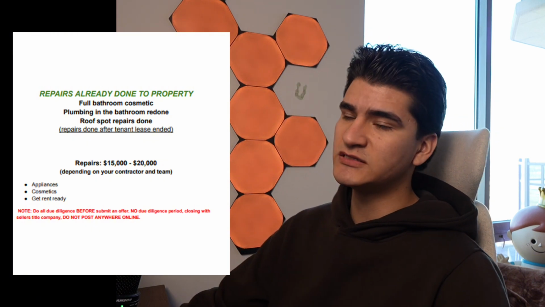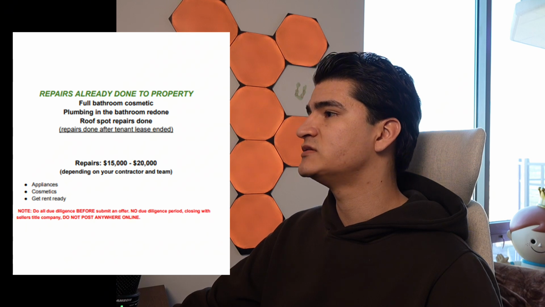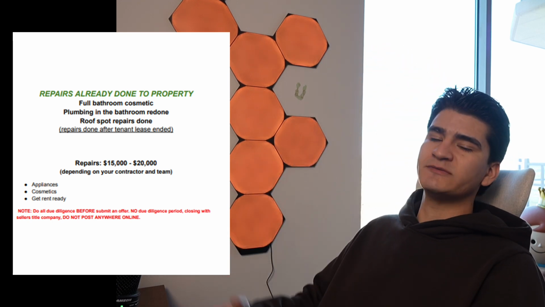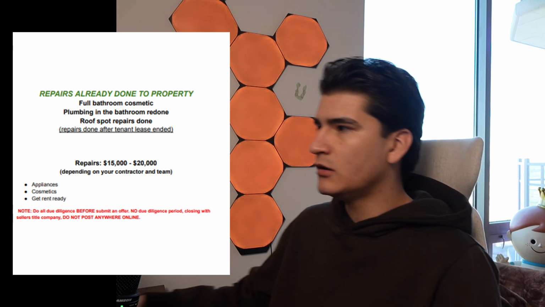Again, the same detail applies. Make sure they verify it. You don't want them to blindly go into a deal unless you've already done deals with them and they know you're good for it. As you can see right here, it depends on your contractor and team. What are the main concerns? I like to put this in here: appliances, cosmetics, and get rent ready. You don't need to do a full flip for this property because you're not going to make as much as just having it as a rental, right?